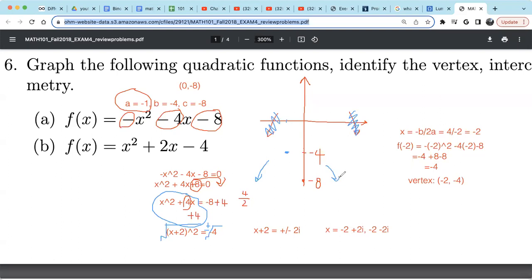Okay. Then remember we have a y-intercept. Our y-intercept is (0, -8). So this point is our y-intercept. That means my graph has to go through this y-intercept. So the hands down are here.